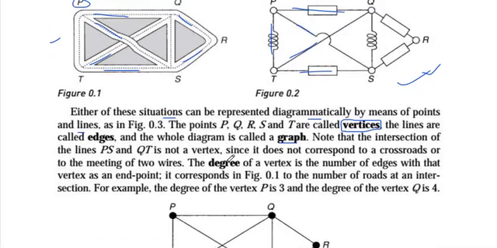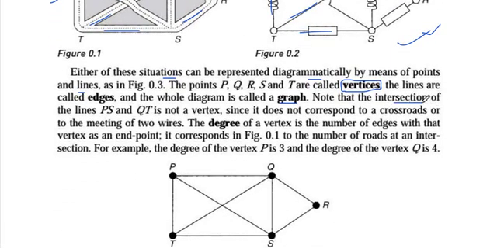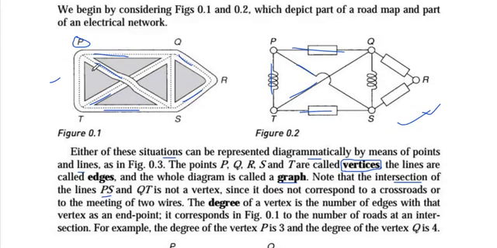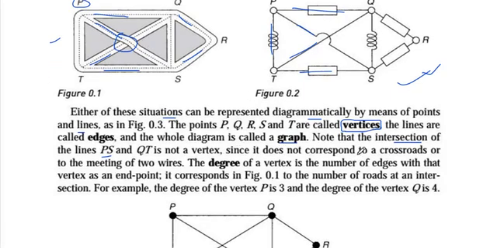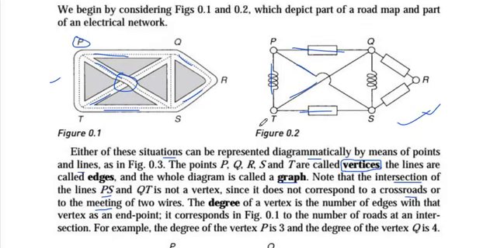Now, the intersection of PS and QT is not a vertex. Why? Because you can see that they are not interconnected. It does not correspond to the crossroad or meeting of two wires. So this meeting point is not called a vertex. Vertices are only 5: P, Q, R, S, and T.